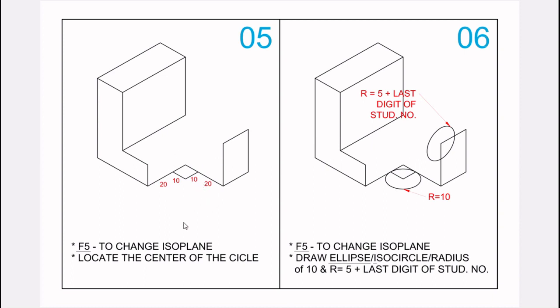So to draw the ellipse of our arc there, we need to change isoplanes again. Locate the center of the circle. Then we use the ellipse. Type ellipse, then we choose the isocircle option, and we give the radius. So in this case, radius is 10. This is our center. Radius 10. This one, the isoplane would change the plane again so that we will draw this. So the center is this, and the isoplane is another circle. The ellipse radius is 5 plus last digit, or 5 plus 6, that will be 11.